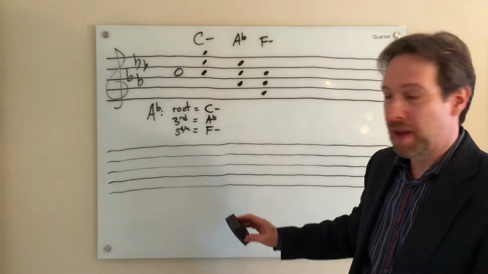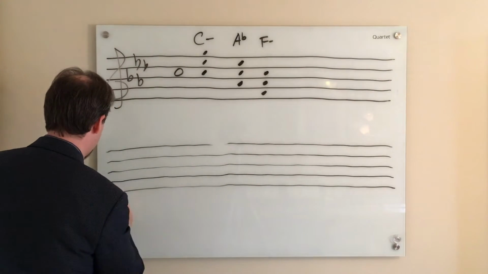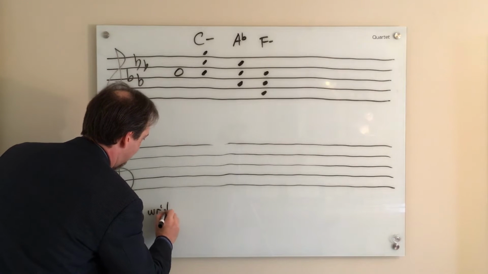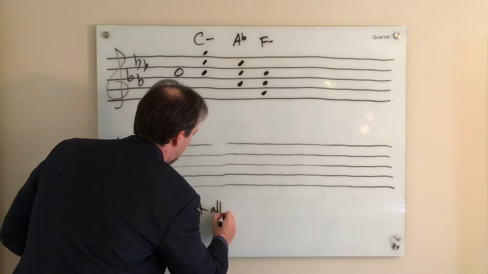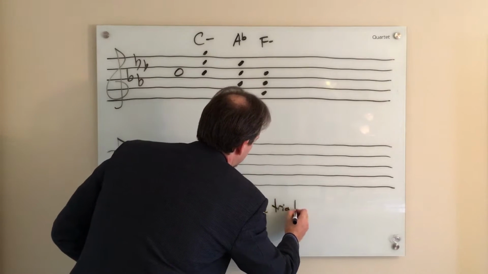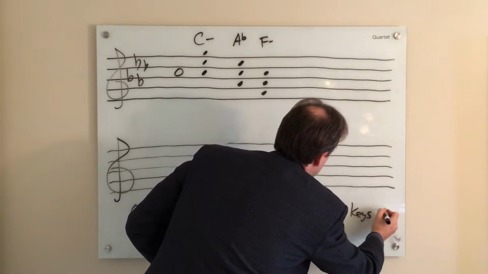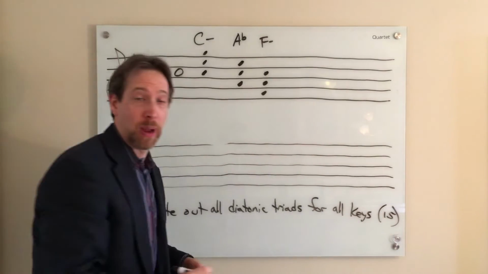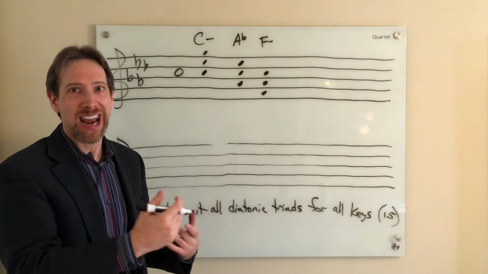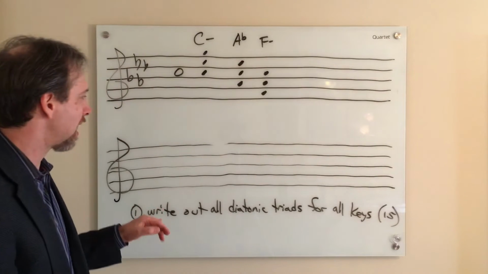What do you do? So the first thing I recommend you do, we're going to go down here to this next staff, is write out all diatonic triads for all keys. And there's 15 of them. I'm counting the enharmonic keys, so it's not just 12. We got our G flat, F sharp, and we need to know both and some of those other enharmonic keys. So writing out all the diatonic triads.